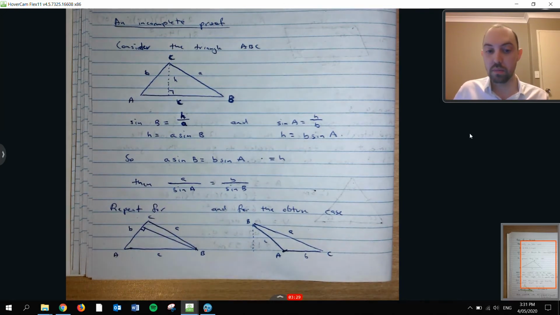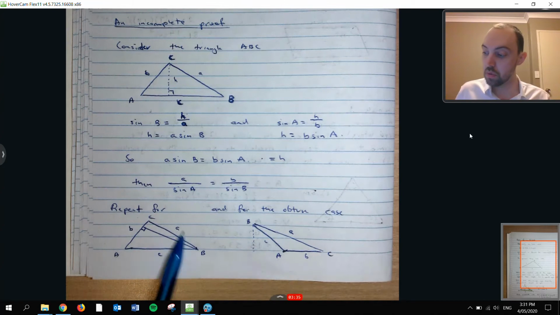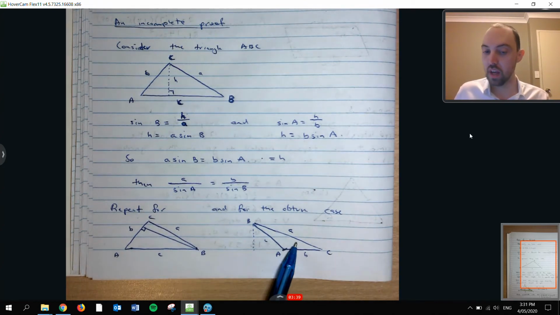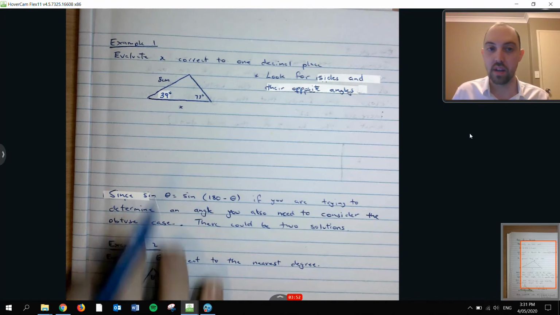Now, for the complete proof, you would need to repeat for the various angles and heights and show that they're all equal. But you would also need to do that for the obtuse case where one of your angles is greater than 90 degrees. And that takes a little bit of time. So let's just move on to some examples instead.